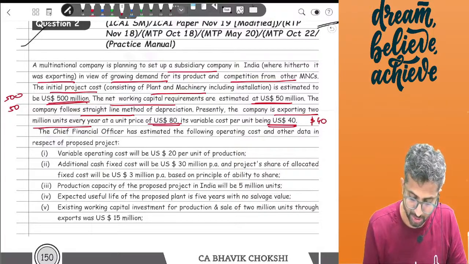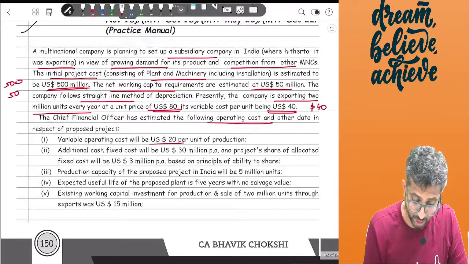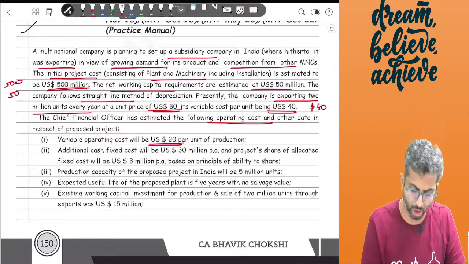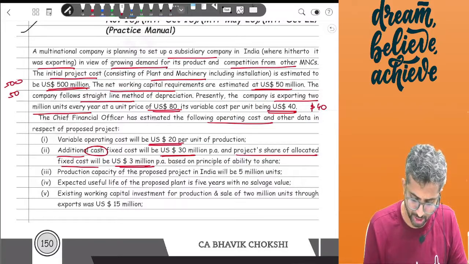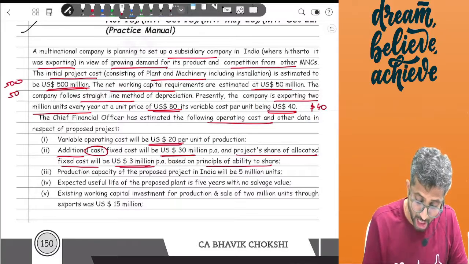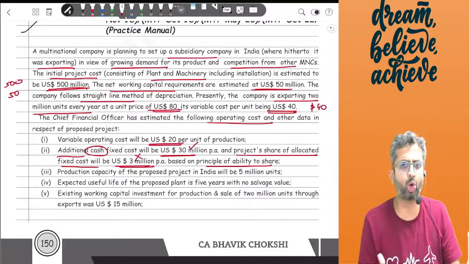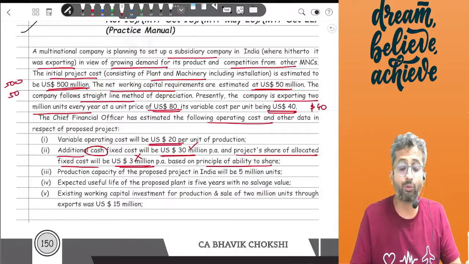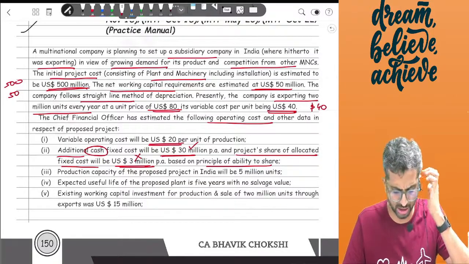The CFO has estimated the following operating cost and other data. Variable cost of this project where you are setting up a factory is going to be $20 per unit. Additional cash fixed cost of 30 million and project's share of allocated fixed overhead will be 3 million based on the principle of ability to share. Will I consider 30? Yes. But will I consider this 3? No, these are overheads absorbed and hence they would be incurred even if this project was not there and hence you will not consider it separately.